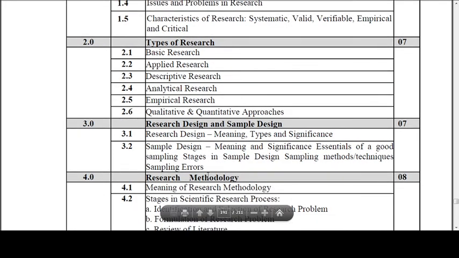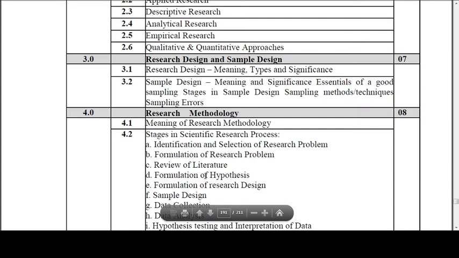Then third module, we define research design and sample design. In this module, we cover concepts related to research design in terms of meaning, types and significance of research design. Similarly, we cover sample design in terms of sub-points like meaning, significance, essentials of a good sample, stages in sample design, sampling methods and techniques, and sampling errors.